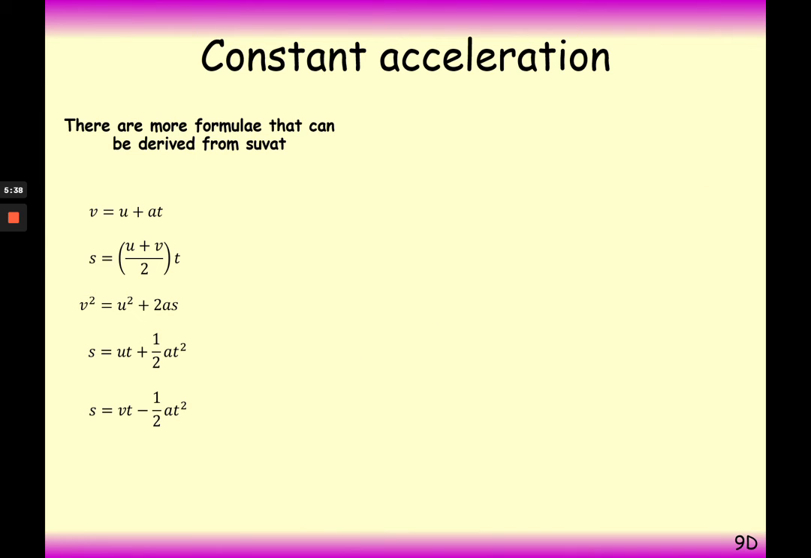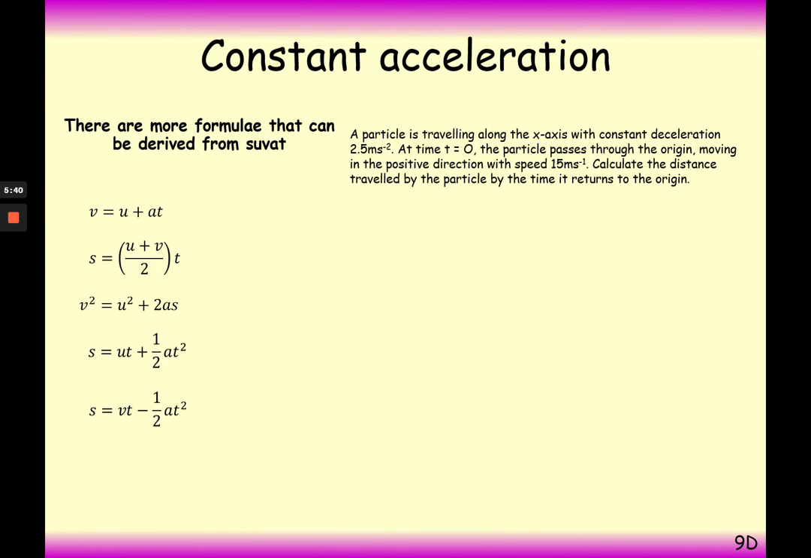Okay, we're going to look at a slightly more complicated example now. So this time a particle is travelling along the x-axis with constant deceleration of 2.5 meters per second squared. At time t equals 0, it passes through the origin, moving in the positive direction with speed 15 meters per second. We need to calculate the distance travelled by the particle by the time it returns to the origin. So notice this is not a displacement question, this is the distance travelled at that point. If we start by drawing a diagram, we know it's going away from O at 15 meters per second and then coming back.